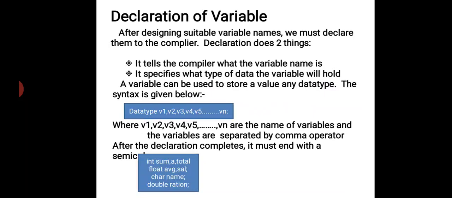The syntax is given below: data type v1, v2, v3, etc. Here v1 and so on are called variable names. Example: int sum, a, total. These are integer values. Next, float: you can assign average and salary. Next, char in the sense name. Double in the sense it is equal to floating point.